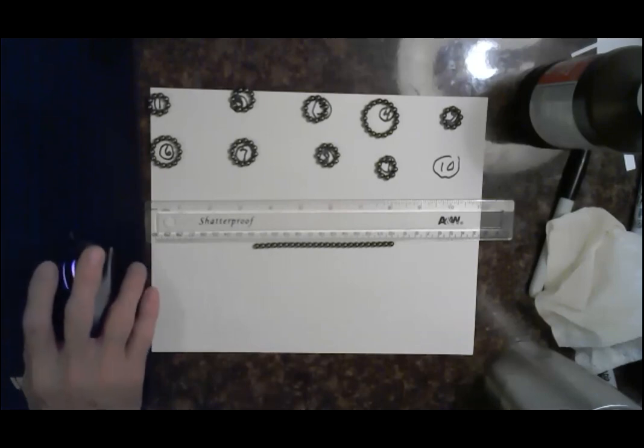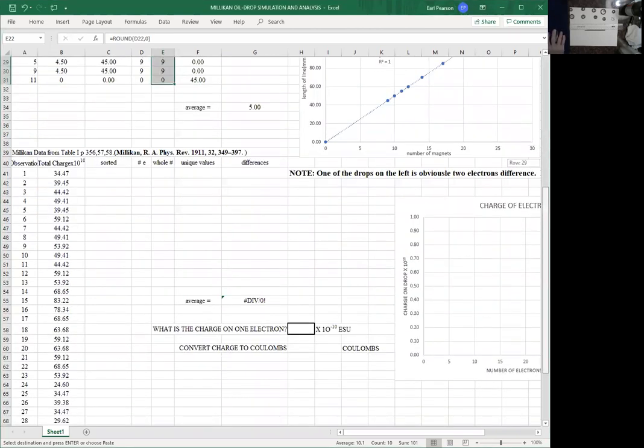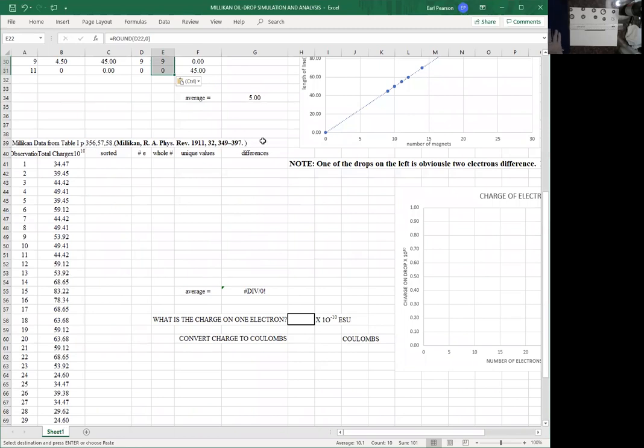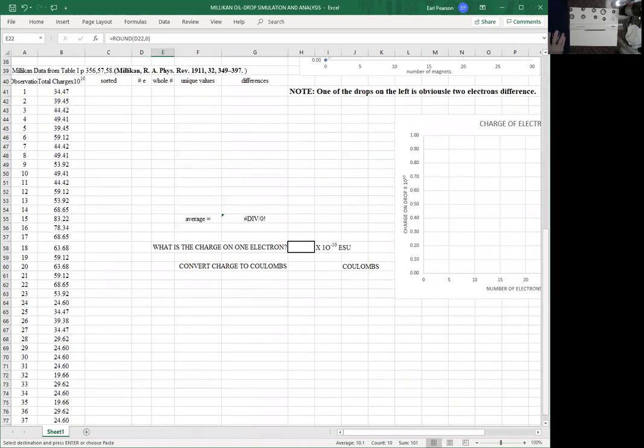So let's go up here and look at what we want to do for the Millikan experiment. Now, down below, I've copied the data. It's referenced right here from Millikan. And he had one table that had 37 measurements of charge. I think this one was actually made on the same single oil drop. He just kept moving it up and down and remeasuring it in his apparatus.